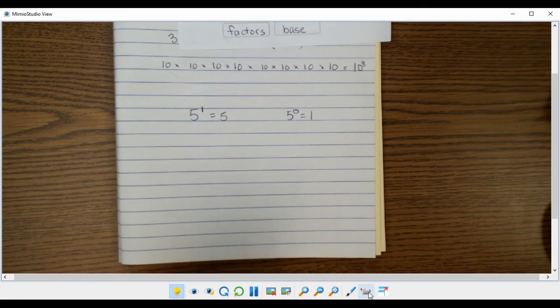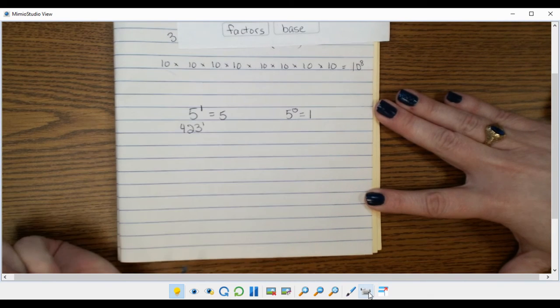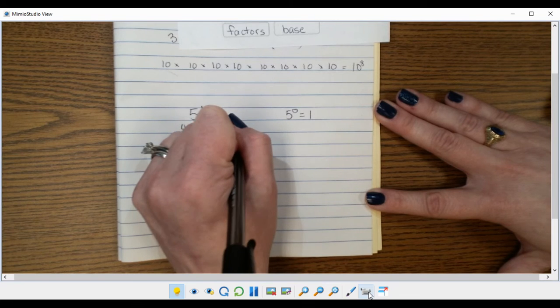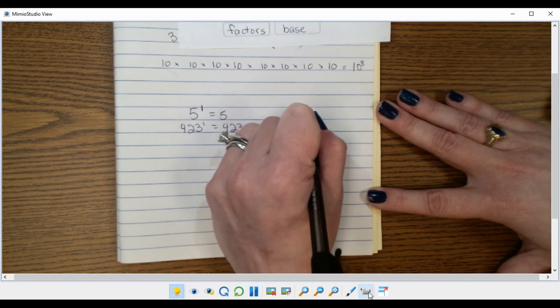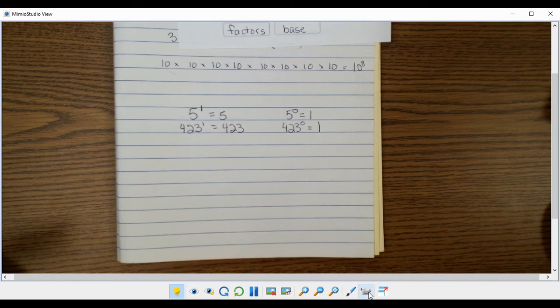So let's do another one. Let's take 423 to the first power, or to the 1, would be 423. But 423 to the 0 power is 1. There's a whole pattern that I can explain to you, but for right now, you might just want to trust me because we've got lots of little details I'm throwing out at you.